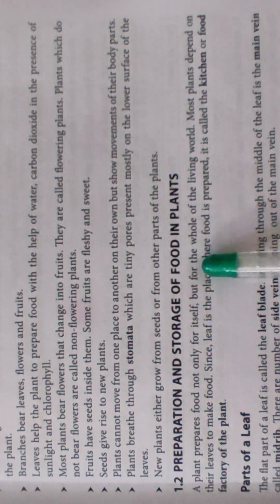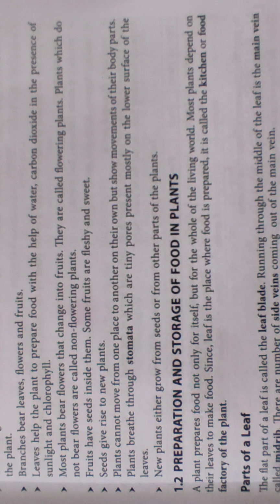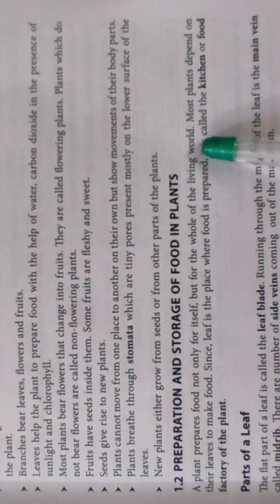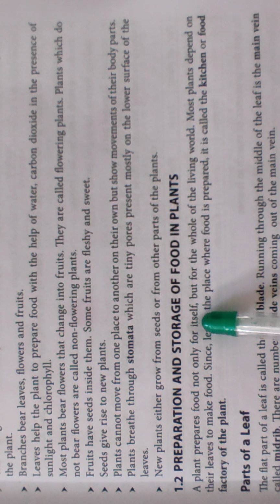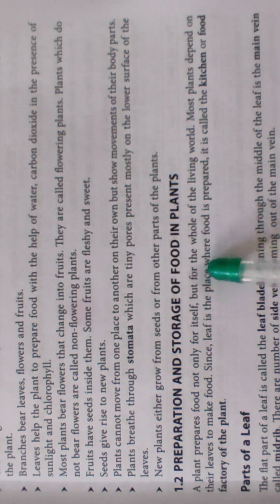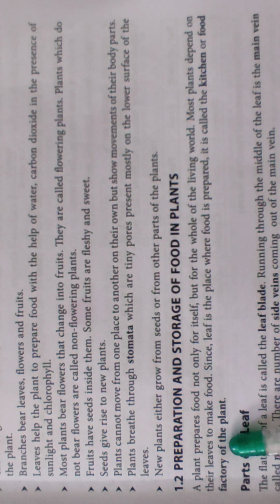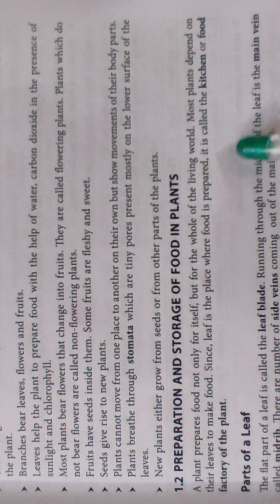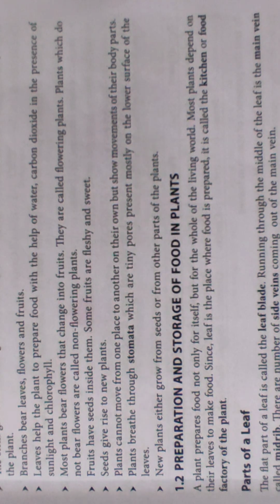Now see the preparation and storage of food in plants. How are the plants making food and how are they storing it in themselves? A plant prepares food not only for itself but for the whole of the living world. Most plants depend on their leaves to make food. Since the leaf is the place where food is prepared, it is called the kitchen or food factory of the plant.